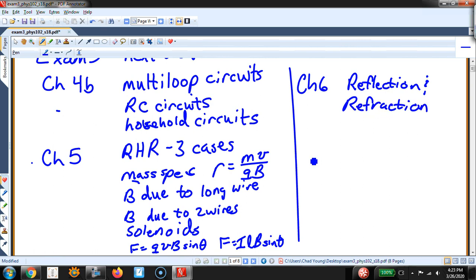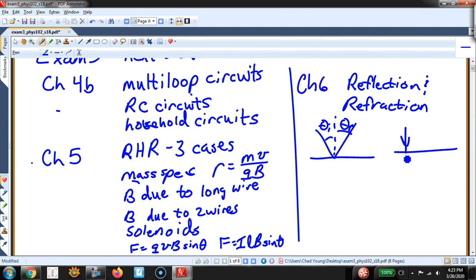I'll go over each of those, but in short, light, when it reflects, this angle is equal to this angle. Theta I is equal to theta R. That's reflection. Of course, some of your problems are a little more complicated than that. And then refraction, a couple of things.